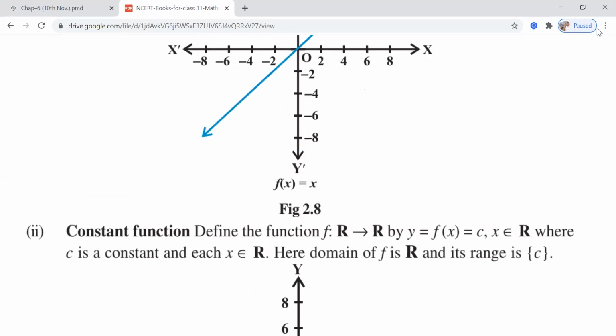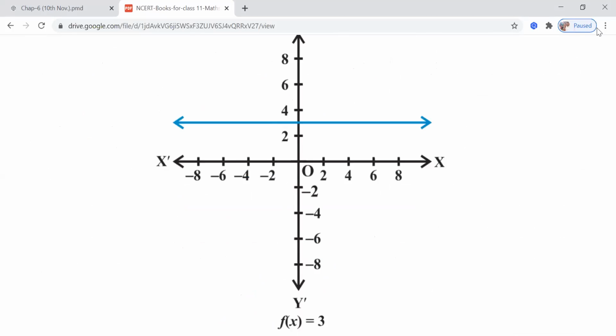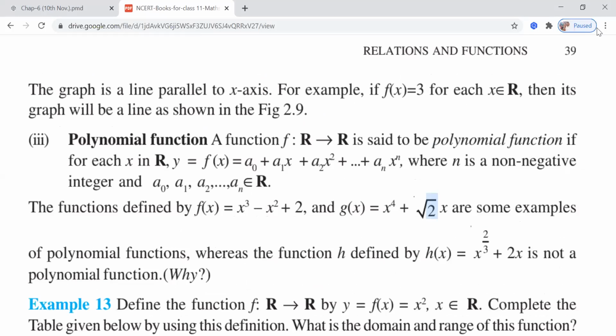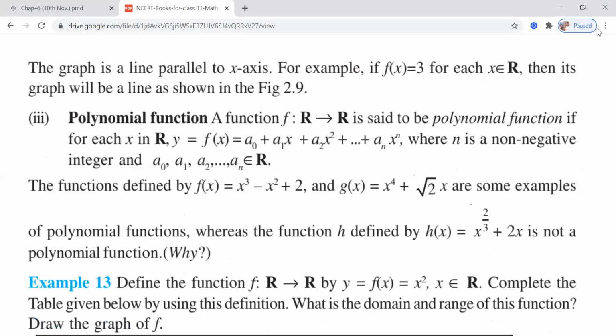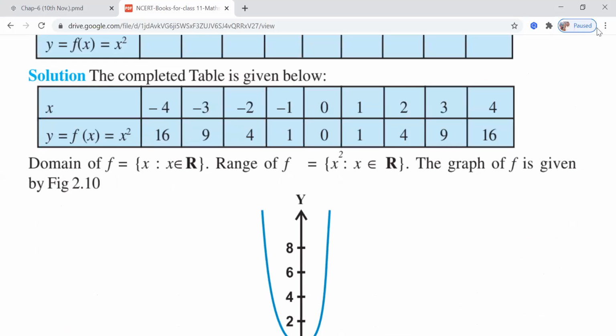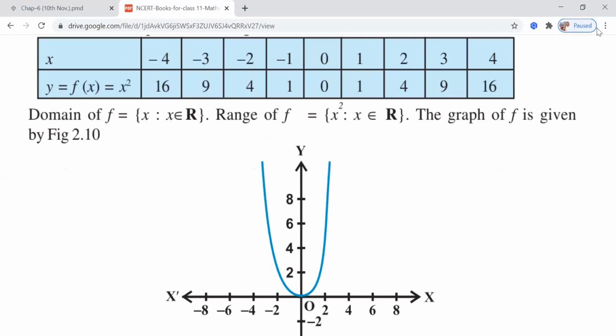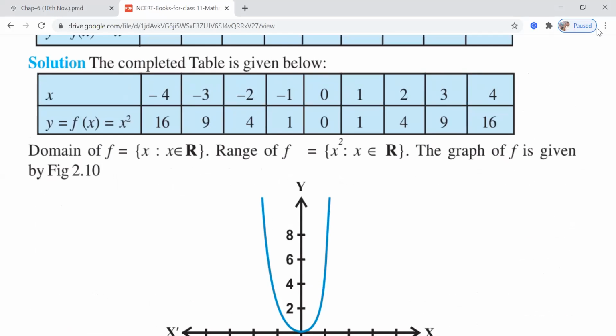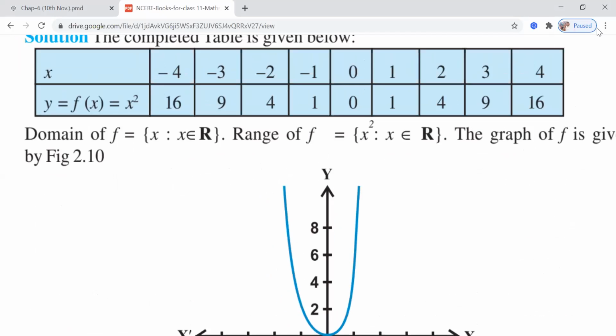Some functions and their graphs. Constant function, that we can all do. Polynomial may be quadratic or cubic. X square, okay, x square is nothing but a parabolic function. If someone is hearing parabola for the first time, y square is equal to x. So which means it will be like this.